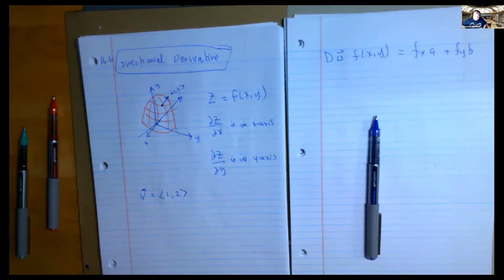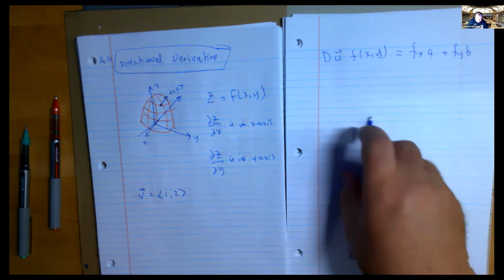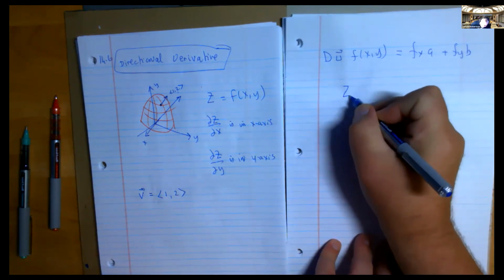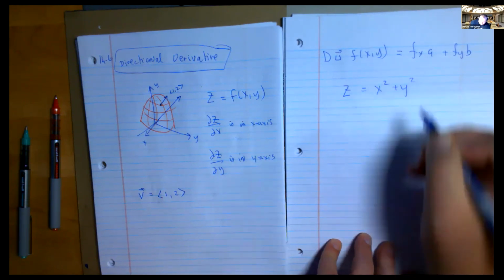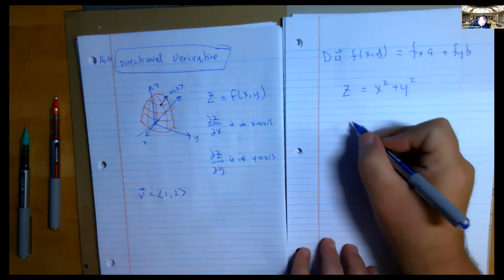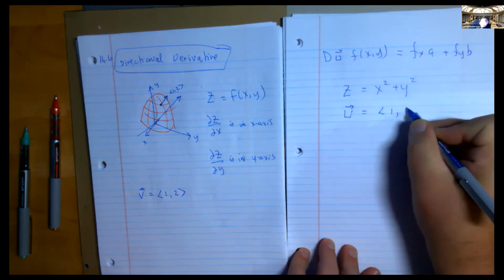You're just going to have to trust me on this one, that a directional derivative is just a derivative in a particular direction, and it's a number that tells you how steep a hill is at a point. So let's suppose I have a surface, x squared plus y squared. And let's suppose I want the directional derivative in the direction 1, 3.